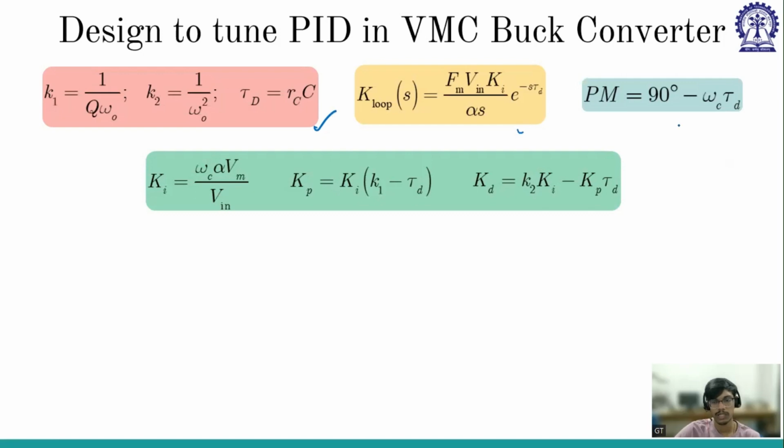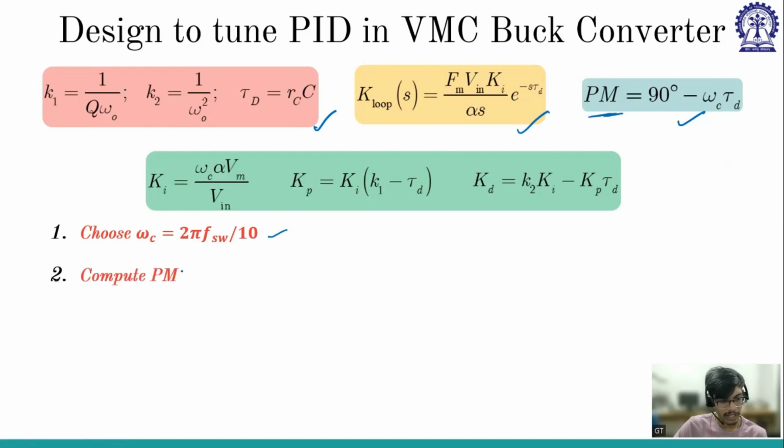This is my K loop. This is my phase margin. So what are the guidelines to be followed? First, choose omega c to be 2 pi FSW by 10. Now if you have omega c, then you can calculate the phase margin. What is the phase margin? If my phase margin is greater than 60 degrees, okay. If my phase margin is less than 60 degrees, what shall I do? I will reduce my omega c so that my phase margin will increase.